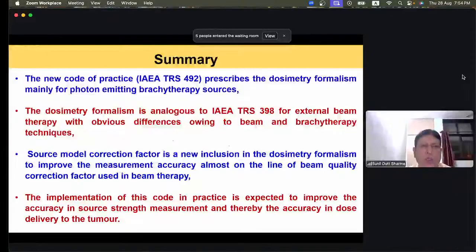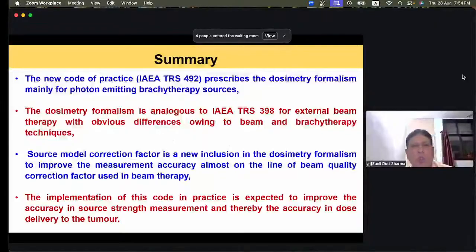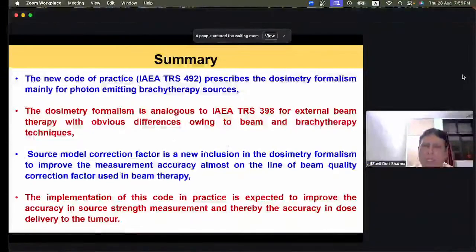So in summary, I think this is the complete information whatever I wanted to share with you. What I would like to conclude for this lecture: the new code of practice, which is nothing but IAEA TRS 492, prescribes dosimetry formalism mainly for photon emitting brachytherapy sources, whether it is low energy or high energy brachytherapy source. The dosimetry formalism is analogous to IAEA TRS 398 because they have tried to make a similar recommendation to what we have been using for the last 2 decades or more, so that the user should have some consistency in using a code of practice prescribed by IAEA.